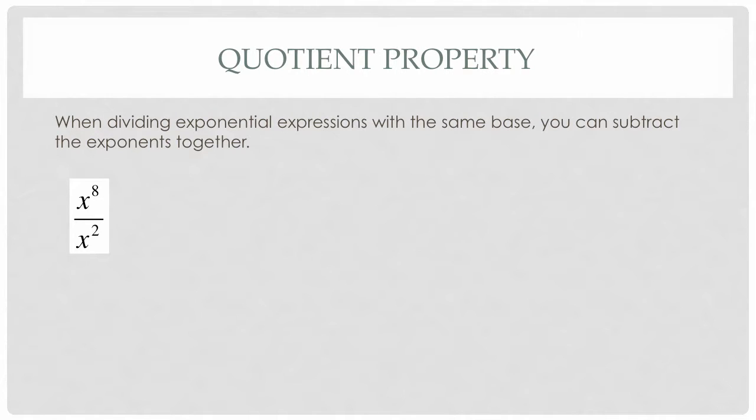The quotient property is really similar. When I divide by the same base, we can subtract them. So let's look at what we got here. We have x to the 8th, that's 8 x's. X times x times x times x times x times x, that's 6, 7, 8 x's all multiplied together, divided by x squared, which is 2 x's on the bottom.